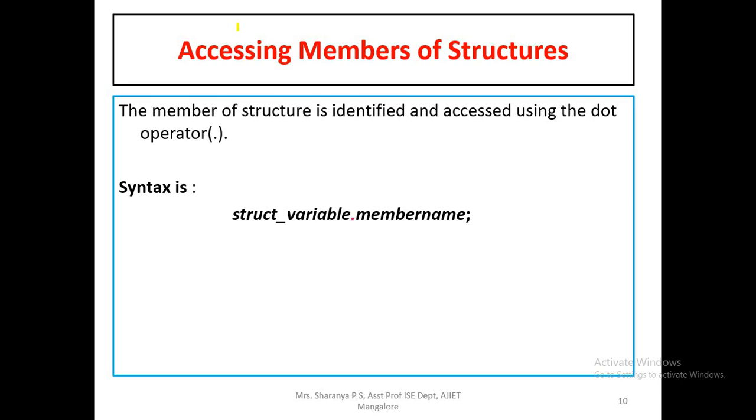Now, we have defined the structure, created the structure variables, and initialized the values as well. Now if I want to access the members of the structure, what can we do? That is possible by using the dot operator. The members of the structure are identified and accessed using the dot operator. Here we mention the structure variable. This is very important, because it tells from which structure variable we are accessing the members. And then we mention the member name.